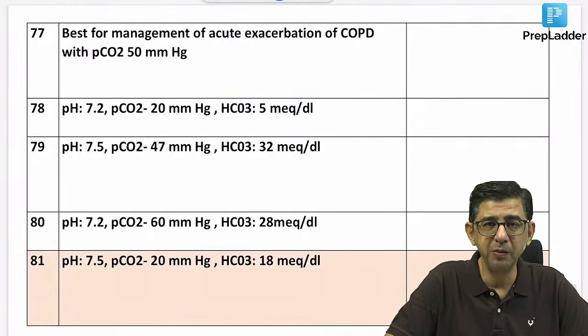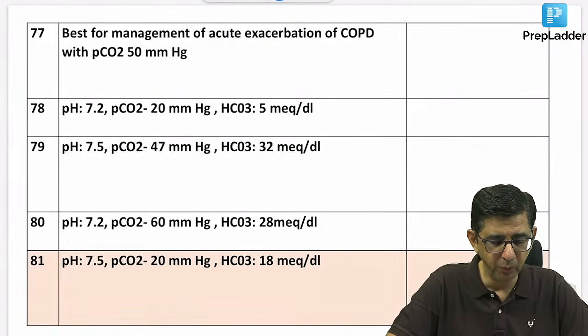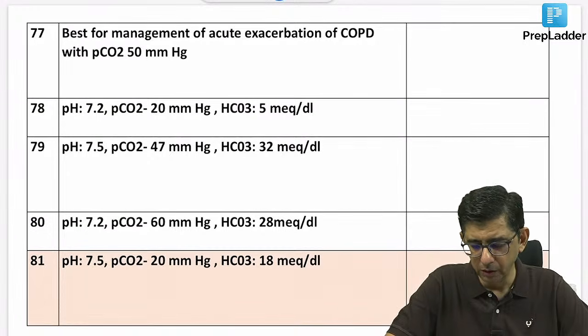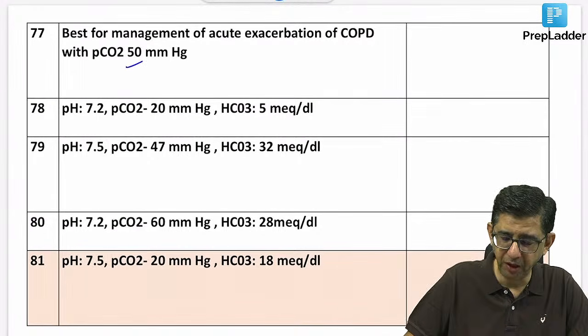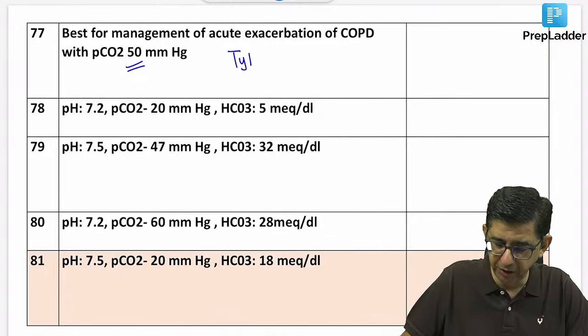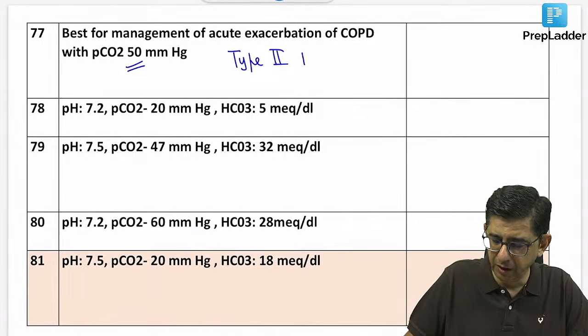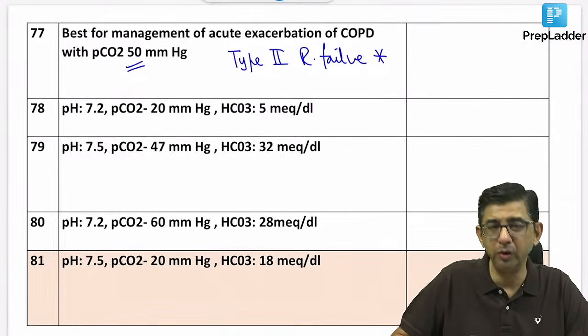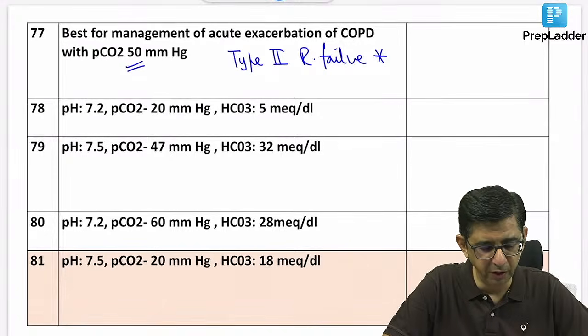Okay, what is the best management of acute exacerbation of COPD? The PCO2 of the patient is 50. The person is going into carbon dioxide narcosis. The patient is going into type 2 respiratory failure. And considering that the person can deteriorate very badly, I don't want to take a chance. So what is the main treatment that would be given in this patient?